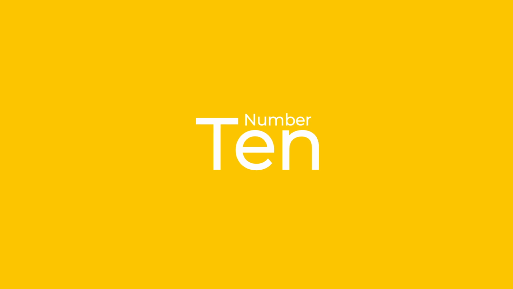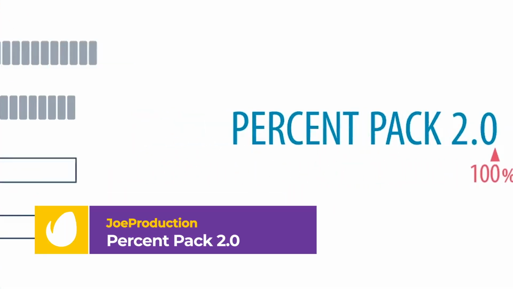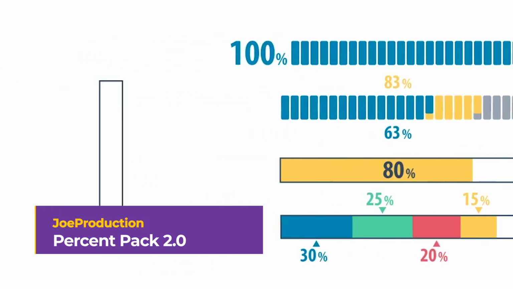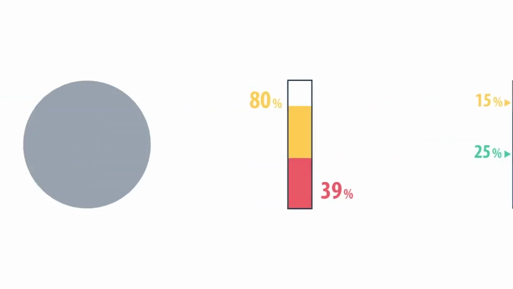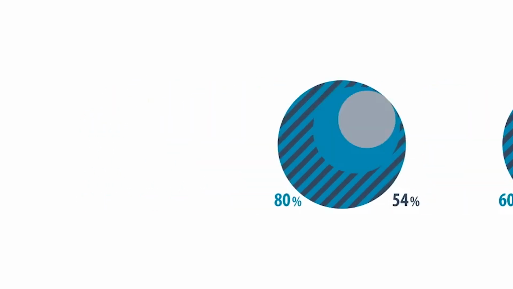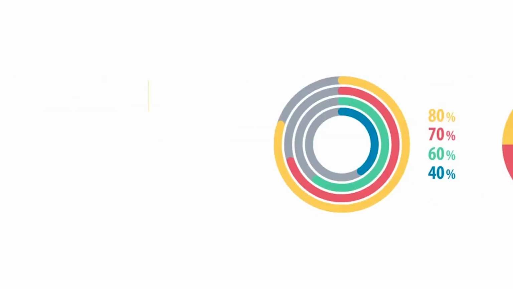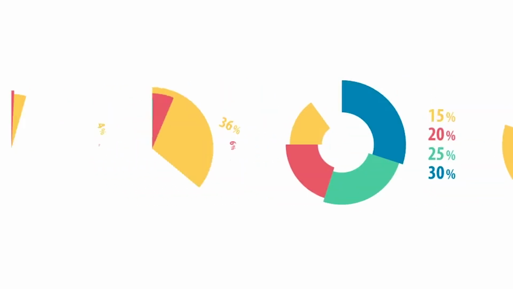Number 10. Percent Pack 2.0 by Joe Production is a playfully animated infographic set. It mixes regular graphs and charts with real-life objects like rulers and martini glasses, allowing creators to illustrate their statistics in unique ways that align with the video's subject. It offers full color control and works with After Effects with no plugins required.